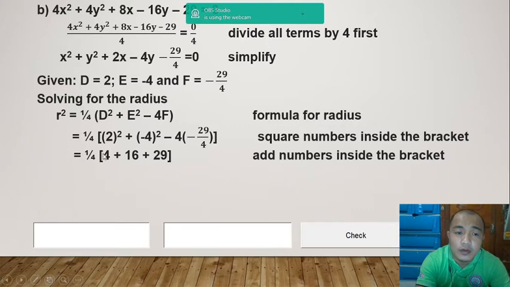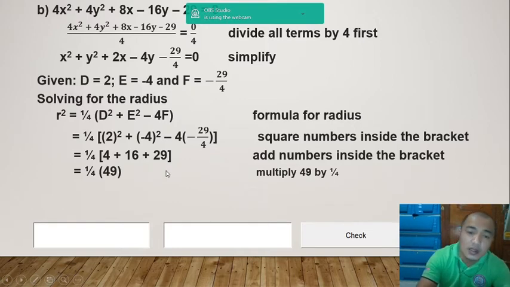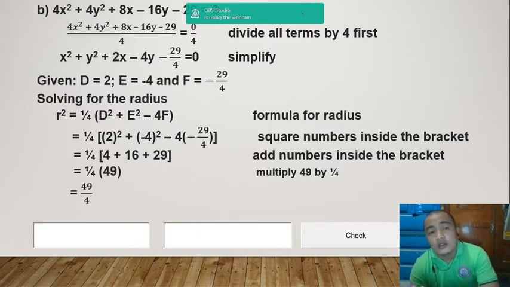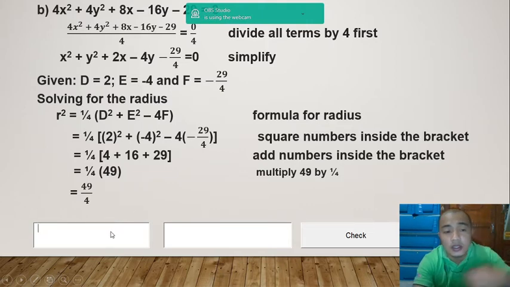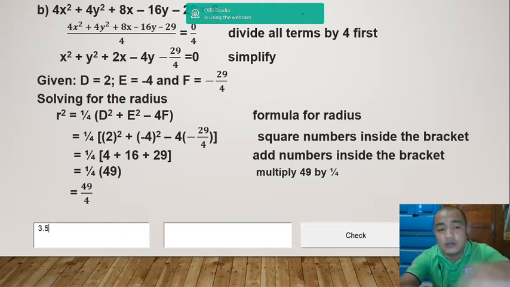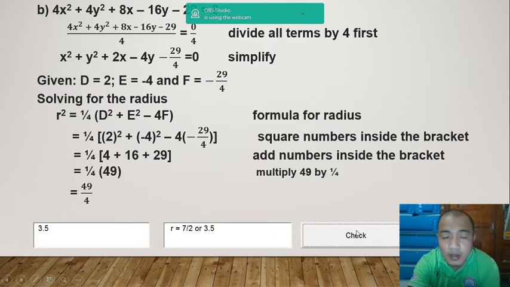2 squared is 4. Negative 4 squared is 16. Negative 4 times negative 29 over 4 is 29. Then add 4 plus 16 plus 29 is 49. Divide by 4 is 49 over 4. So what do you think? Is the square root of 49 over 4? Square root of 49 is 7. Square root of 4 is 2. So 7 halves. 7 divided by 2. That's equivalent to 3.5. So let's check.